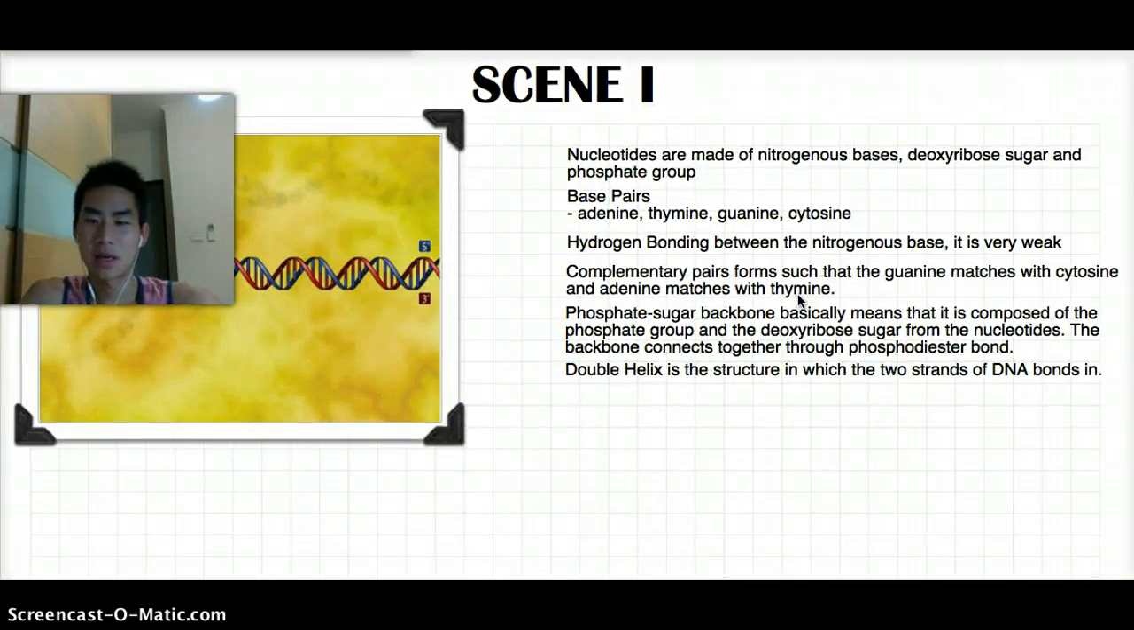Scene 1. Nucleotides are made of nitrogenous bases, deoxyribosyl sugar, and a phosphate group. There are base pairs called adenine, thymine, guanine, and cytosine. Between these, there is a bond called the hydrogen bond. It is quite weak. Complementary pairs form between these base pairs, such that guanine matches with cytosine and adenine matches with thymine, so GCAT.